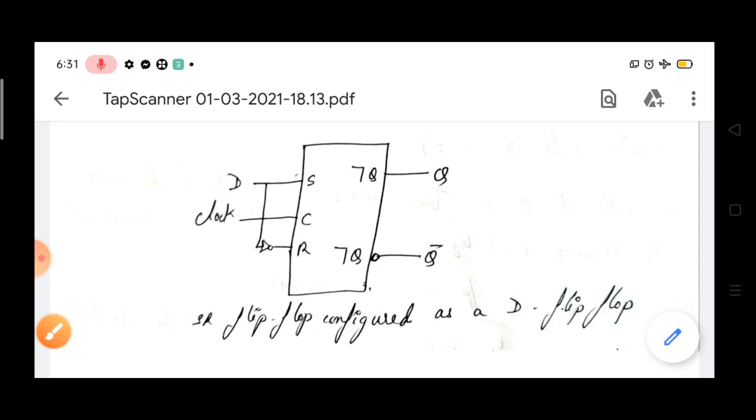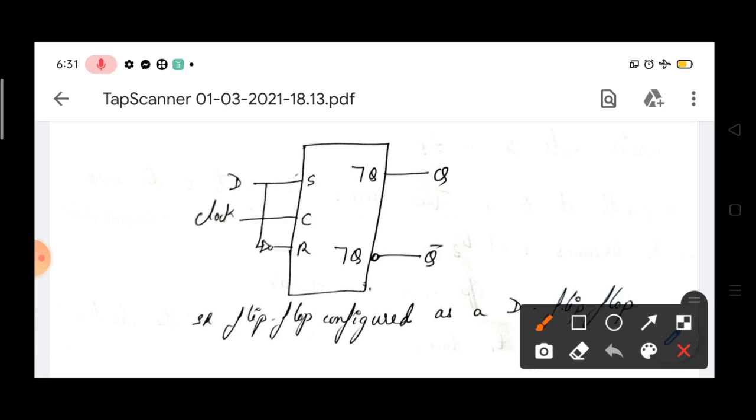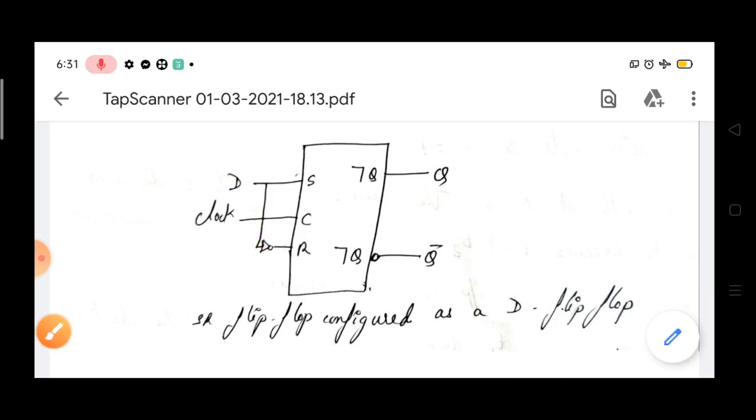A master slave D flip-flop, as you can see here, can be configured using a master slave SR flip-flop. We take one input D, which is directly given to the S input of an SR flip-flop, and we complement the D and give it to the R input of the SR flip-flop. So this is basically an SR flip-flop configured as a D flip-flop.